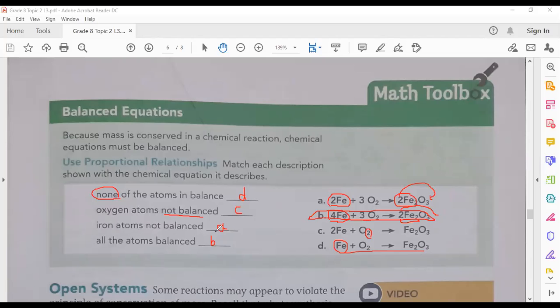In A, iron atoms are not balanced. Notice it is 2 here and 4 here. But in B, all the atoms are balanced. So B is a balanced equation. Clear? Yes, clear.